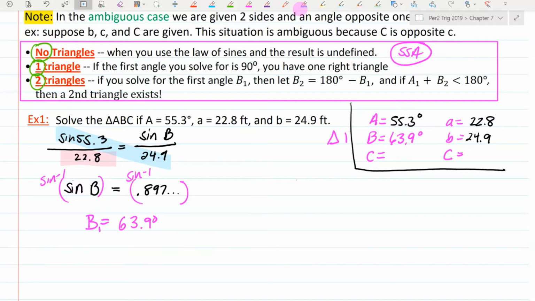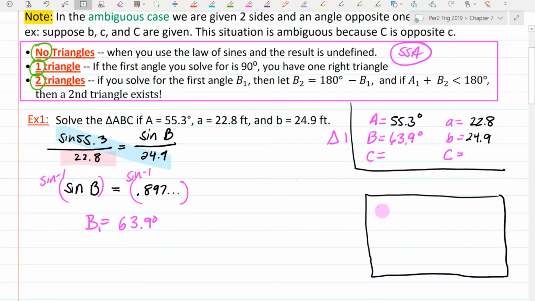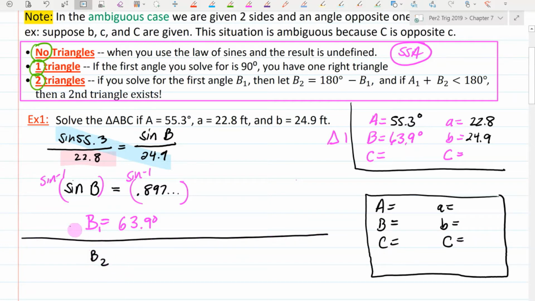For my second triangle, A, B, C, what you're going to do is, if you get B1, the first angle for B, then you're going to need B2. B2 will be 180 minus 63.9. So the second B value is going to be 116.1. Now, we still don't know if we have a second triangle or not. Let me show you how to decide that.